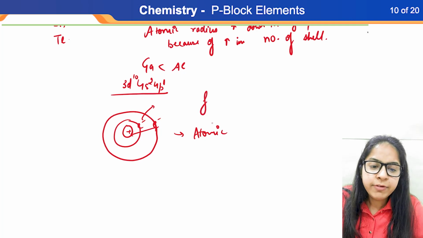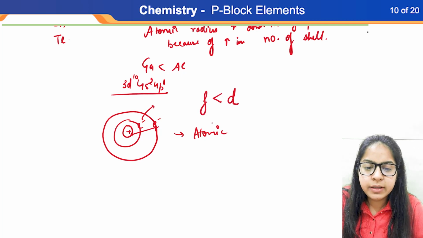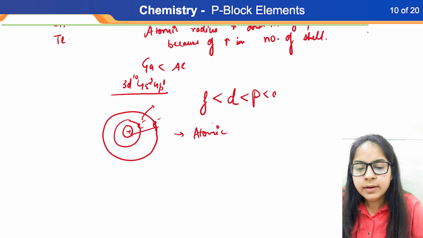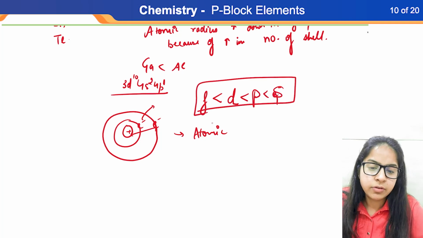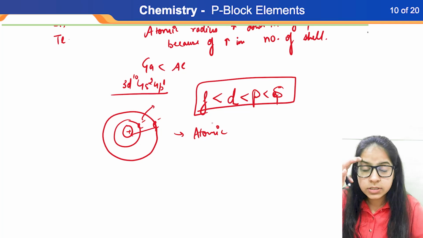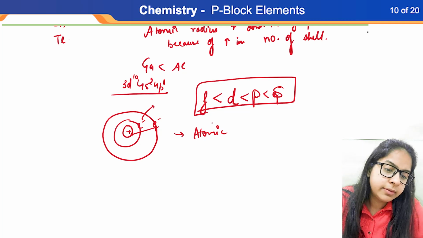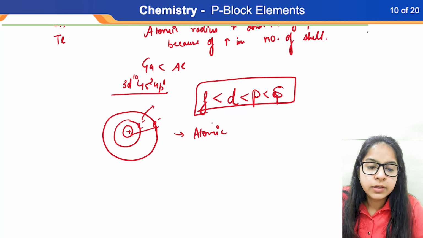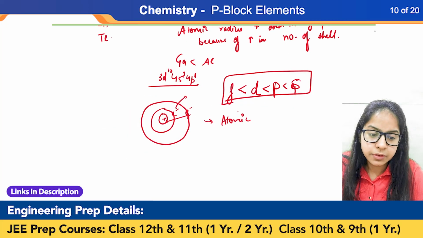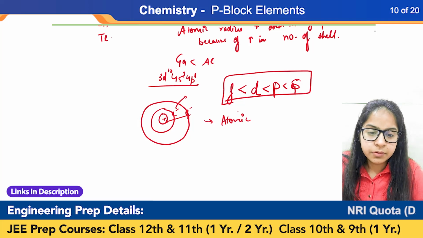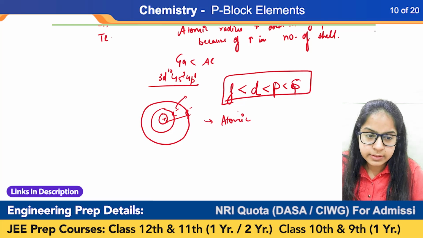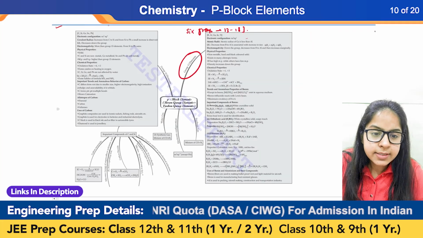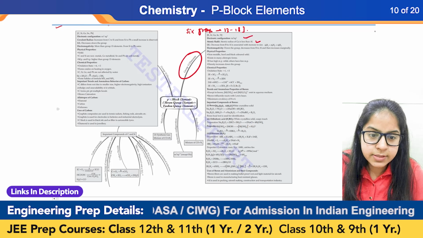Remember that the shielding effect order is: f electrons have less shielding effect than d, then p, then s. S has the most shielding effect, so it does not allow the nucleus to have its effect on the outermost orbital. So because of the poor shielding effect of d electrons, the atomic radius is going to decrease.